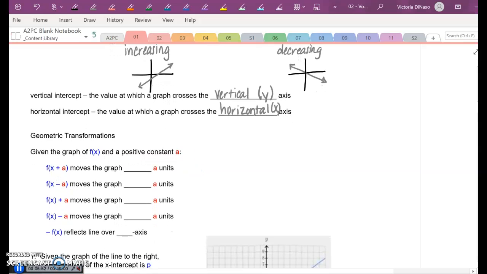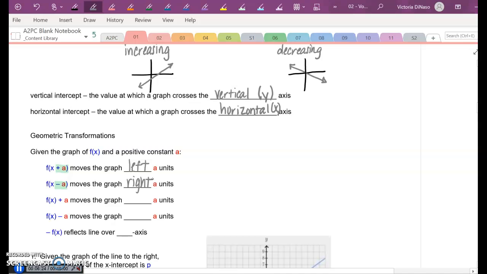Going down, we have some geometric transformations. So given the graph of f of x and a positive constant a. So whenever we have a inside of the parentheses, so if a is positive or a is negative, the graph is either moving to the left or to the right. If it's plus inside, it's actually going to be moving left. And then as a is inside and we see that subtraction sign, it's actually going to be moving right.